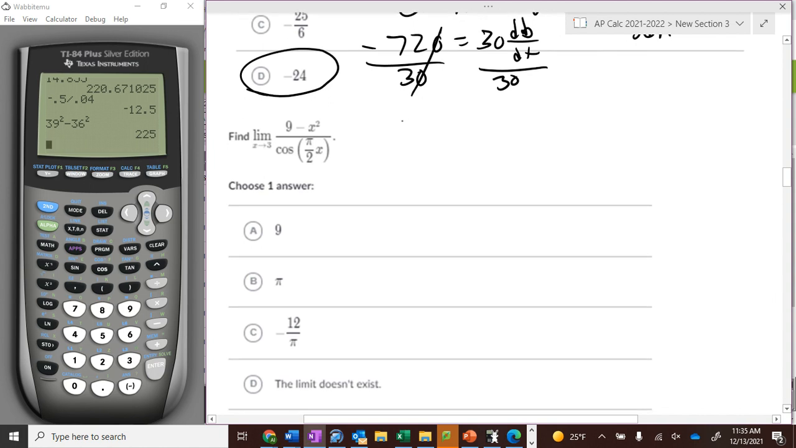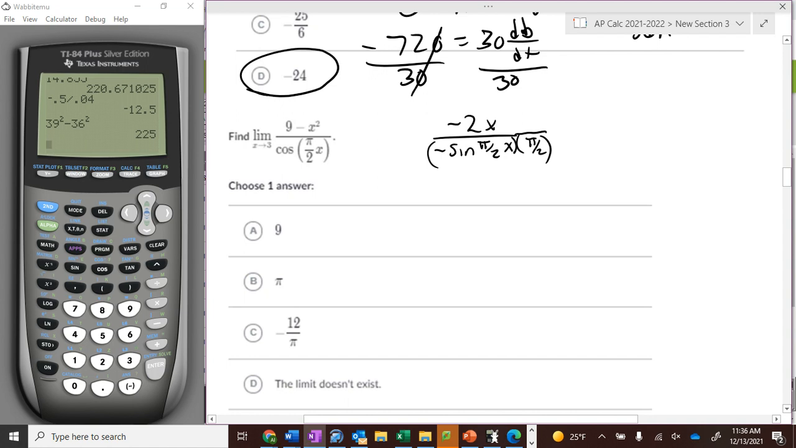Okay. If we put a 3 in here right away, we get a 0 on the bottom, don't we? So we can't just put a 3 in right away. So what should we do? First derivative. The first derivative of the top is negative 2x. The first derivative of the bottom is negative sine of pi over 2 times x. Is that it? No, because you have to do the chain rule.